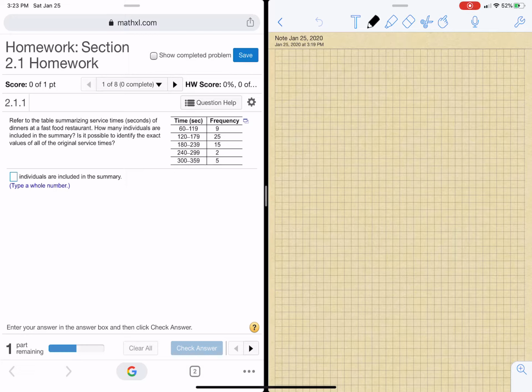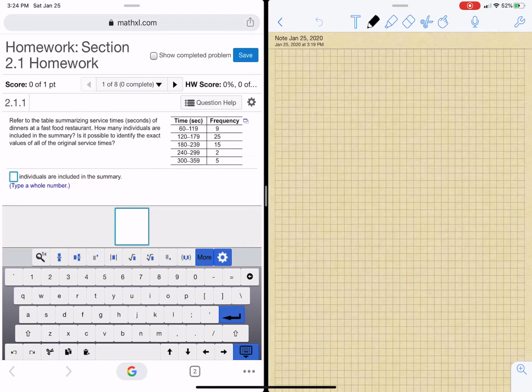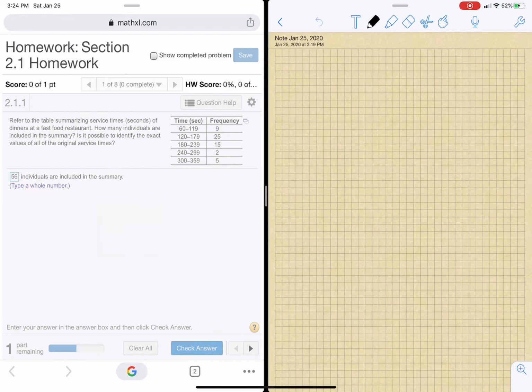Let's start off with the 25 and the 15. So 25 plus 15, that's 40. Then let's add that 9 for 49. Add the 2 for 51. And add the 5 for 56. So it should be 56. I don't know if you get this fancy screen, but that's how it looks on mine.